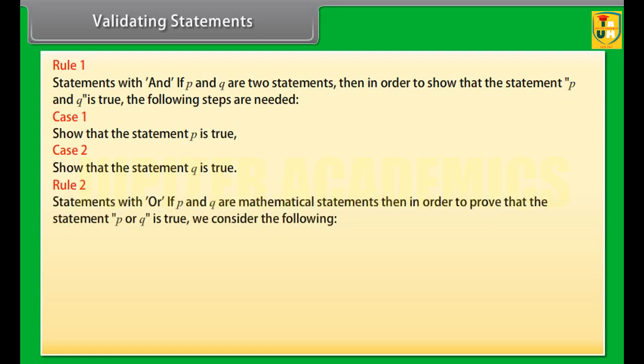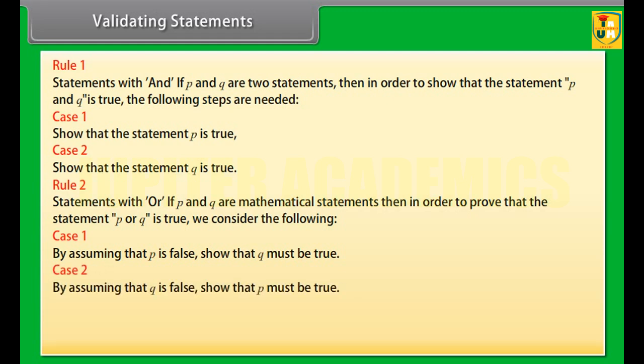Rule 2. Statements with OR. If P and Q are mathematical statements, then in order to prove that the statement P or Q is true, we consider the following. Case 1. By assuming that P is false, show that Q must be true. Case 2. By assuming that Q is false, show that P must be true.